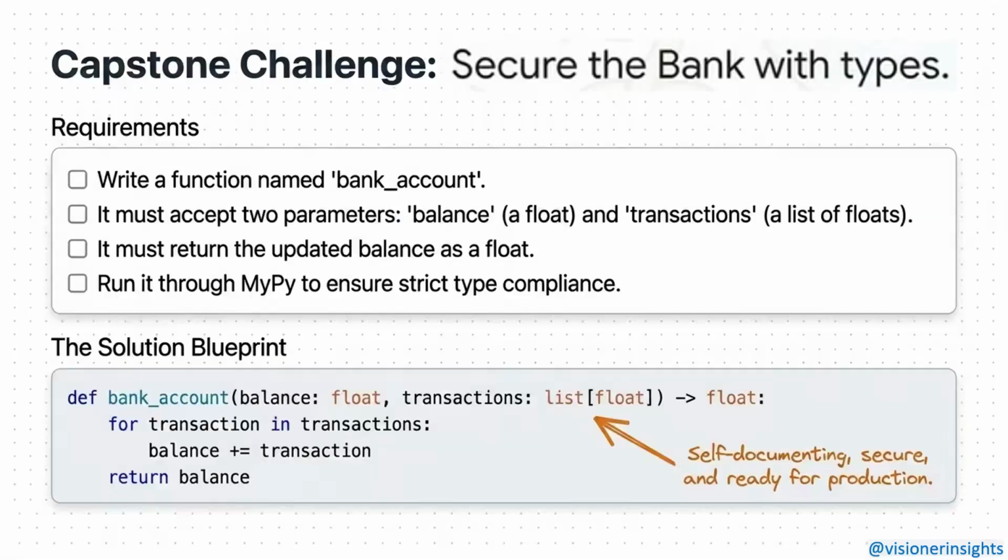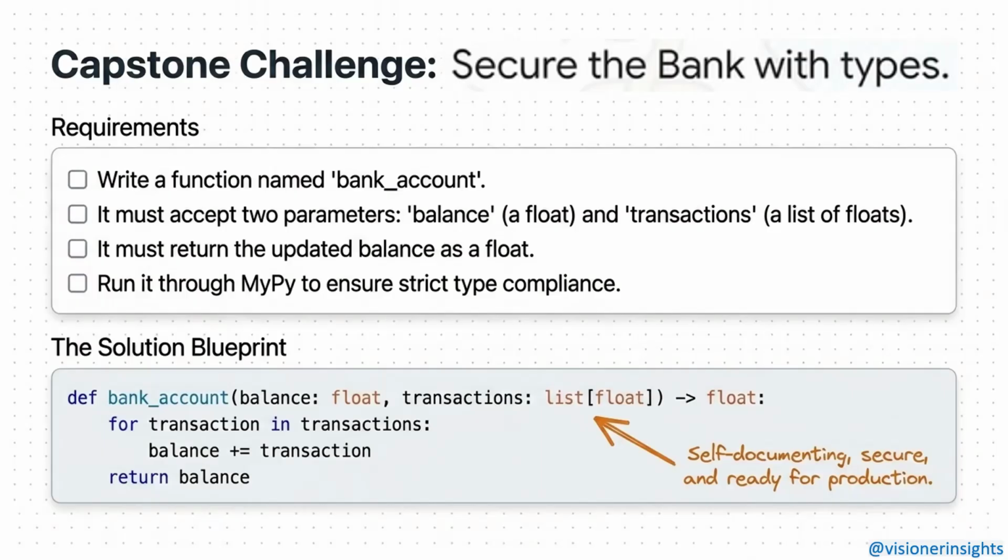To truly grasp everything we've covered in this explainer, I've got a capstone challenge for you. Your mission is to build a self-documenting bank account function. It needs to securely process a float representing the balance and a list of floats representing transactions. Write it out, type it strictly, and then, most importantly, run it through the Mypy shield.